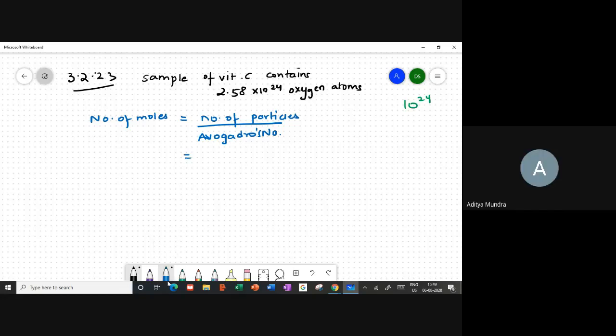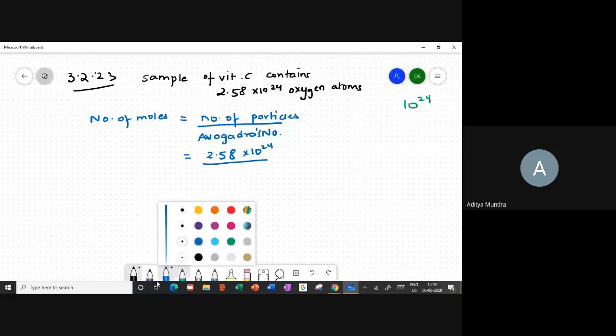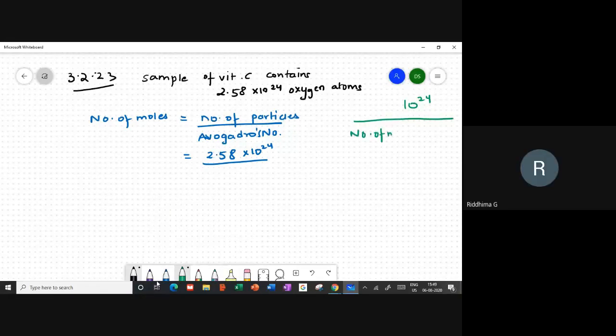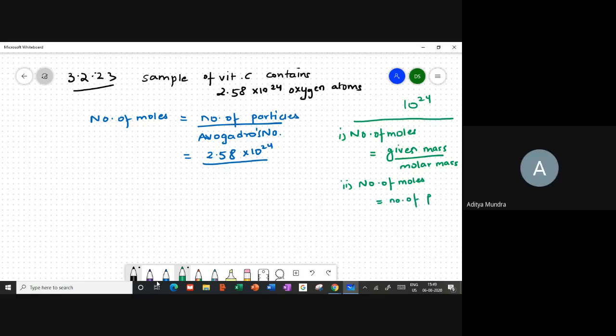Ma'am, which is the first formula? Can you just write it over here? Yep, sure. I'll write it at this side. So there are two formulas. One is given mass by molar mass. Okay, this is one. And the second one is number of moles is equal to number of particles by Avogadro's number.